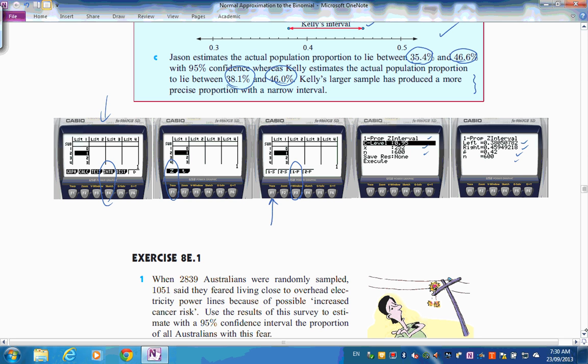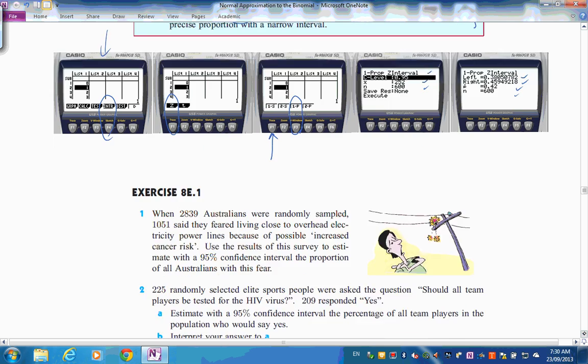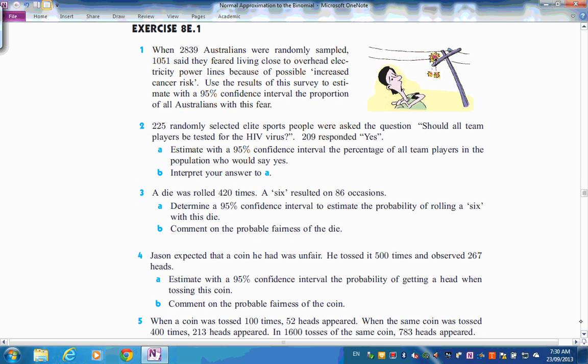All right, so what I'd like you to do now is to have a look at some of these problems. Question 1 to 4. Pause it, have a go.